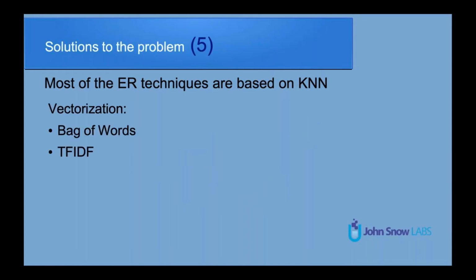So in text, and we're talking about text now, we have 2 problems there. How do we vectorize text? We usually use techniques like bag of words, TF-IDF, and embeddings.